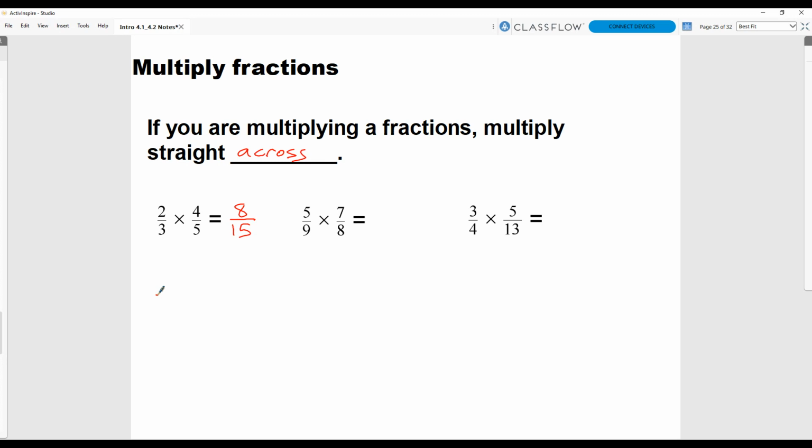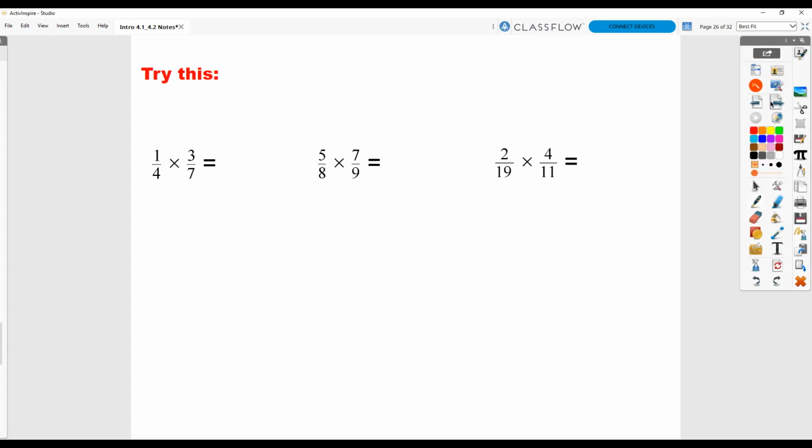Numerators and denominators get multiplied straight across. Next one, 5 and 7 is going to get us 35, 9 and 8, 72. And the last one, 3 and 5 is going to get us 15, and 4 times 13 is going to get us 52. All right, perfect. There we go. We got it. Simple as that. I'll have you guys try some, and then we'll be wrapping this up here.